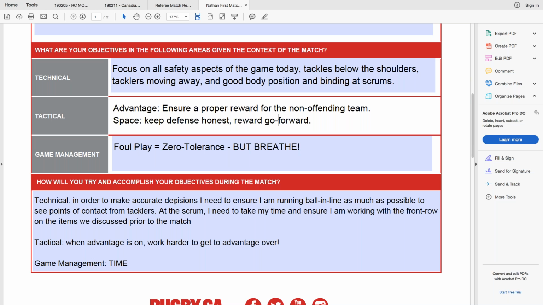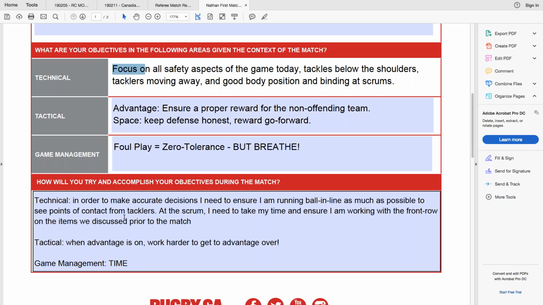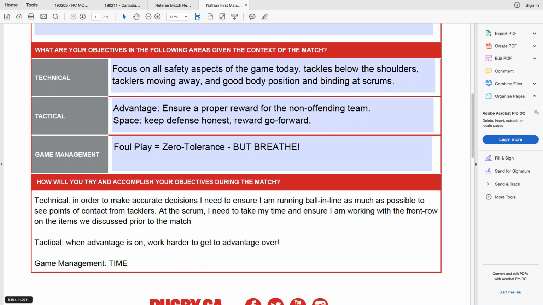Again, going back to this piece around ball and line running, it is a process that I undertake throughout the game to make sure I'm in the best position to see the things I need to see in order to be able to make accurate decisions from a technical perspective around safety. When I look at tactical advantage, I'm saying when advantage is on, work harder to get advantage over.